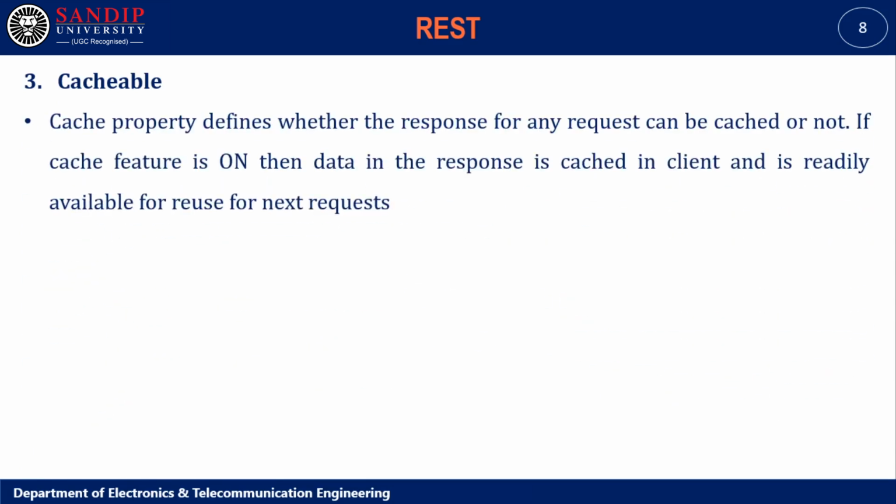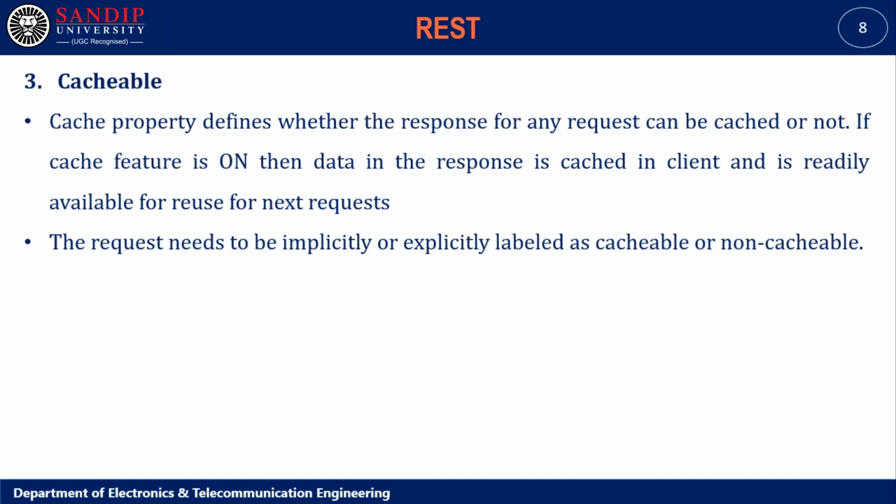Cacheable. The cache property defines whether the response for any request can be cached or not. If the cache feature is on, then the data in the response is cached in the client and is readily available for reuse for the next request. The request needs to be implicitly or explicitly labeled as cacheable or non-cacheable.